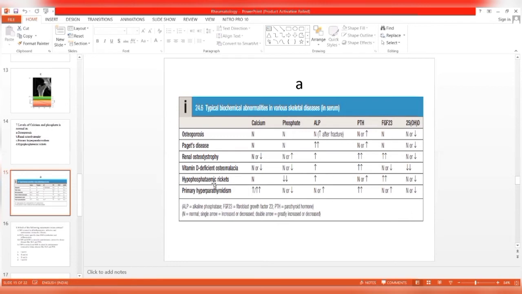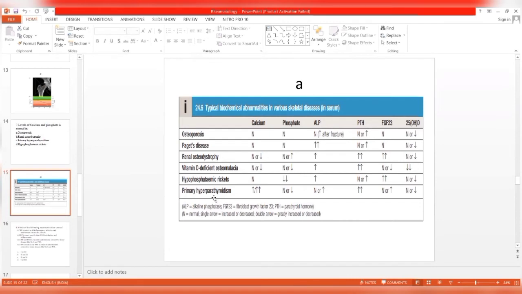Then hypophosphatemic rickets. The name itself says hypophosphatemia. There is reduced phosphate. So phosphate is very much reduced, but calcium is not. Okay. Rickets, vitamin D only. It is due to reduction in vitamin D. Okay. So calcium normal, and ALP is slightly increased.